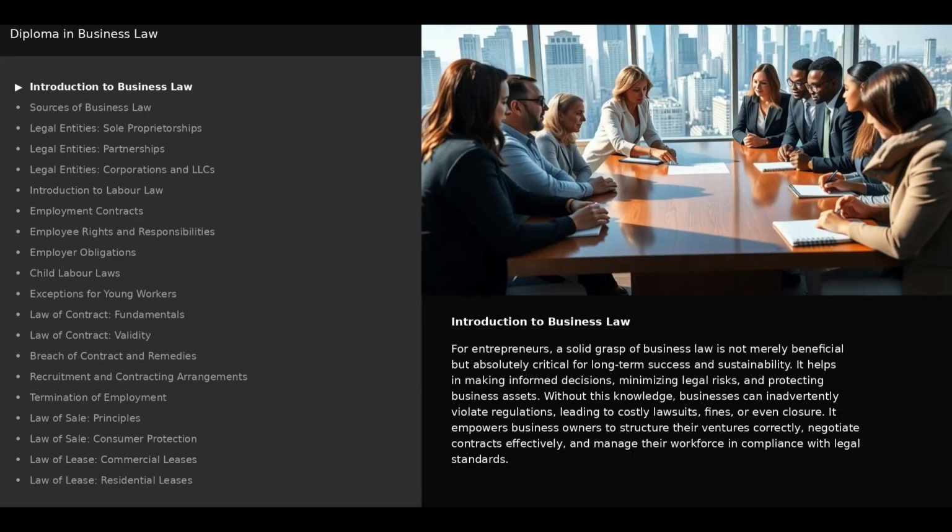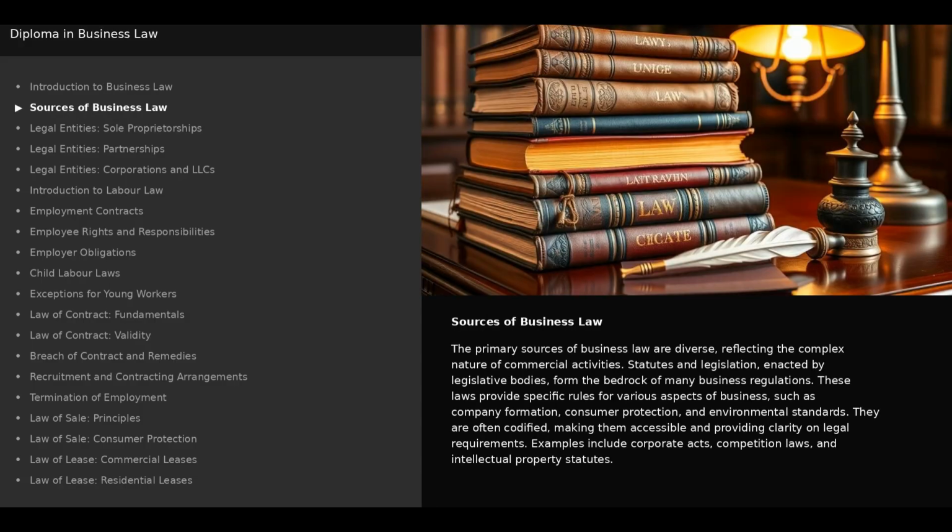For entrepreneurs, a solid grasp of business law is not merely beneficial but absolutely critical for long-term success and sustainability. It helps in making informed decisions, minimizing legal risks, and protecting business assets. Without this knowledge, businesses can inadvertently violate regulations, leading to costly lawsuits, fines, or even closure. It empowers business owners to structure their ventures correctly, negotiate contracts effectively, and manage their workforce in compliance with legal standards.